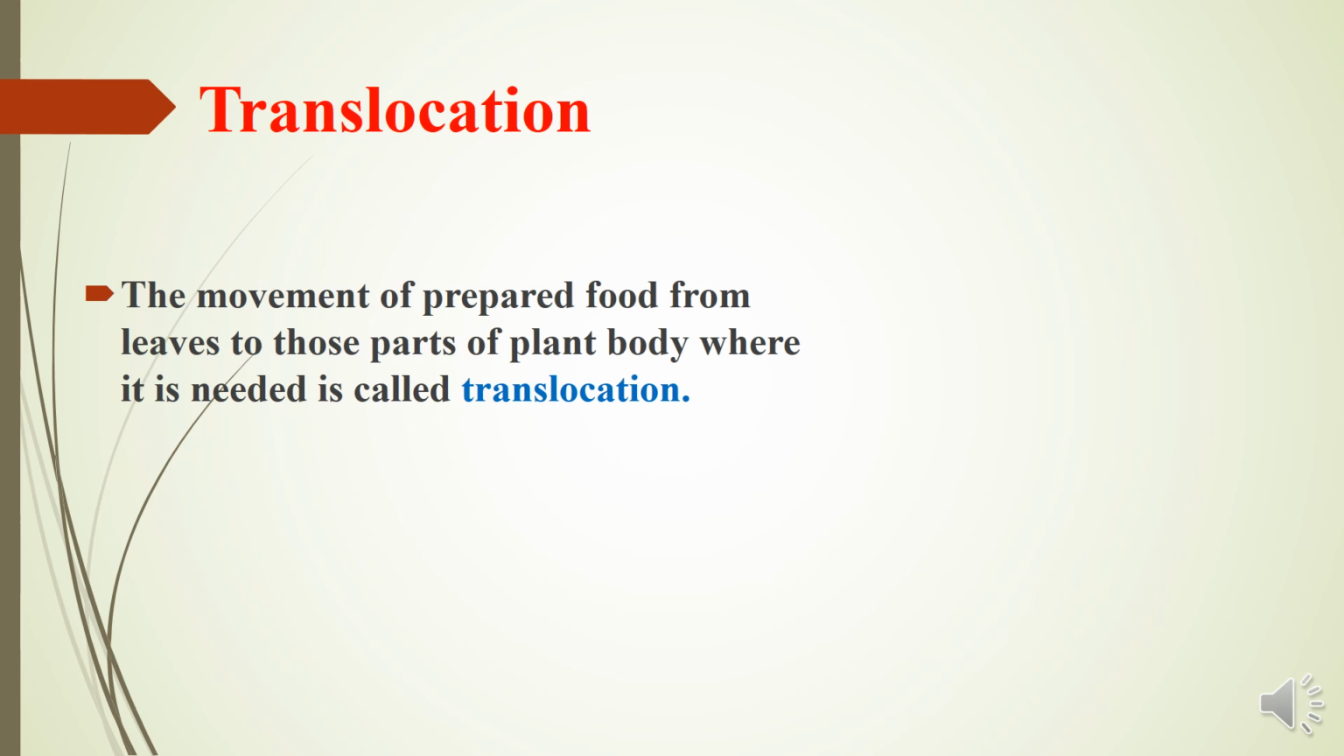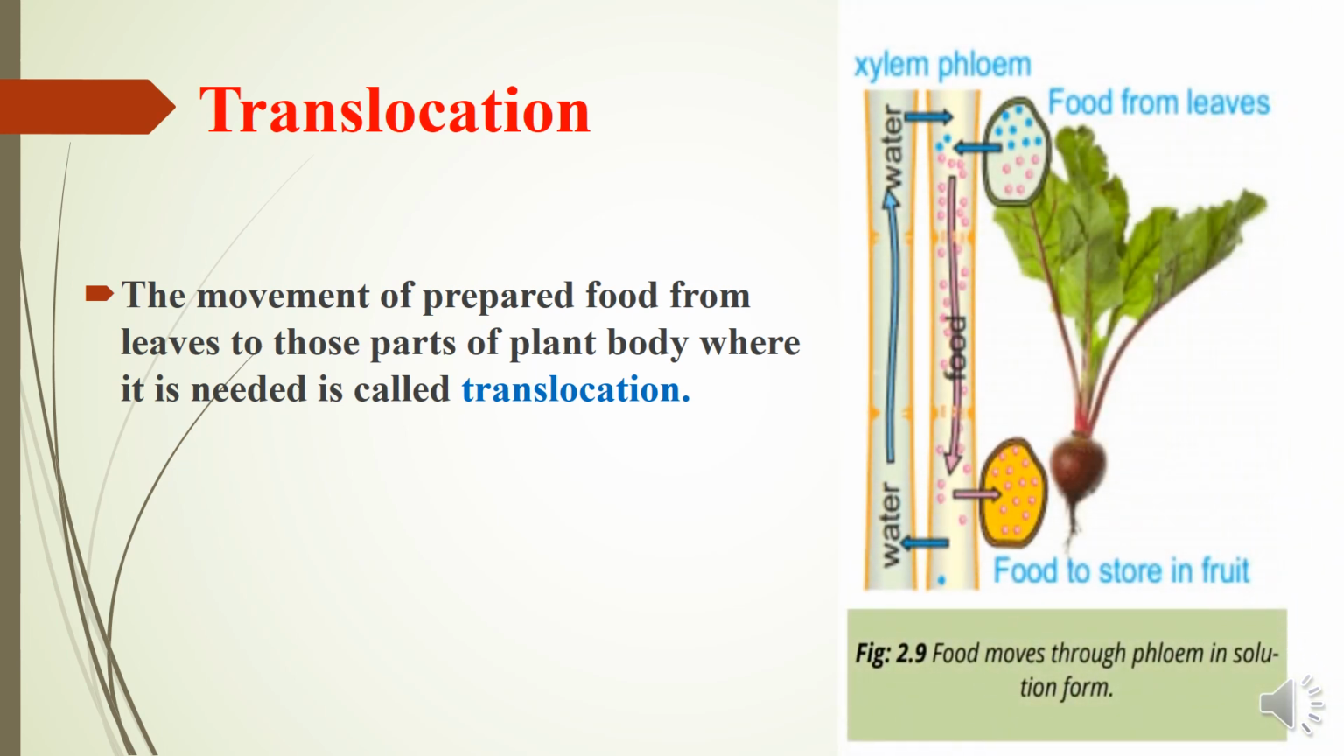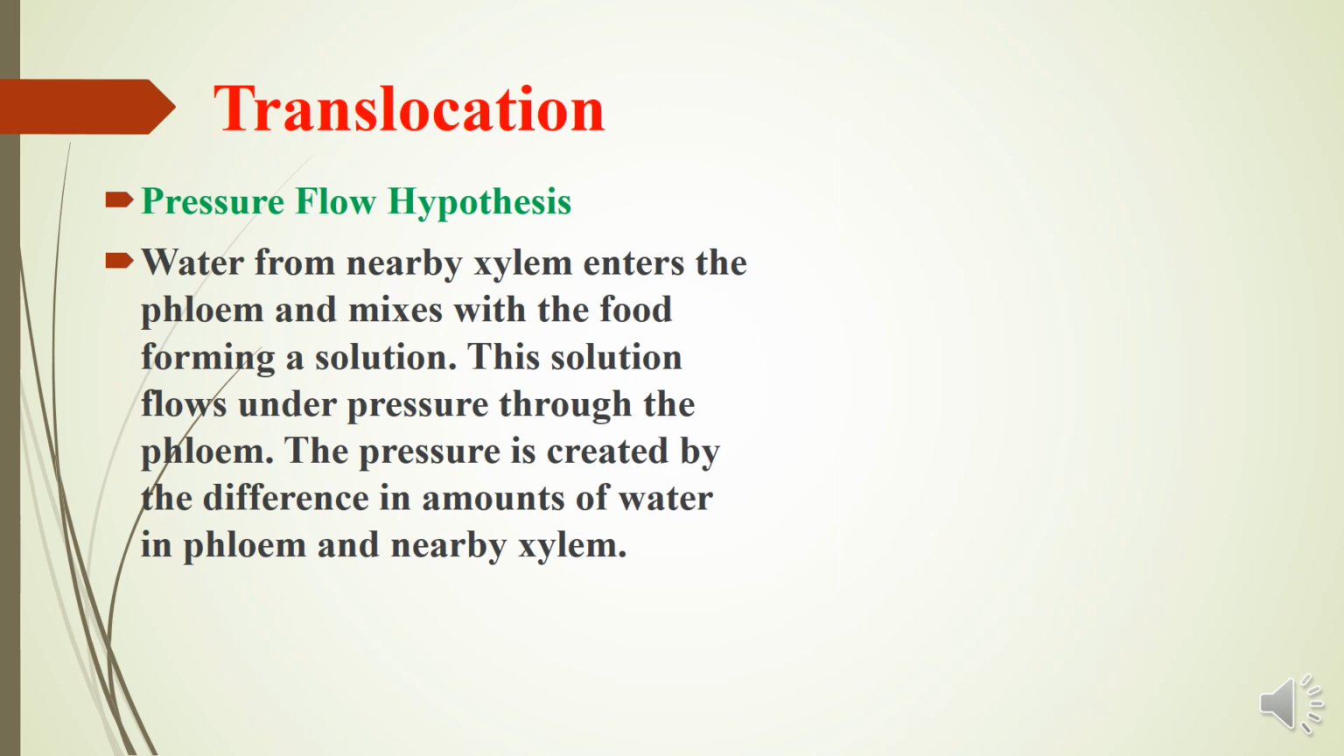Dear students, plants prepare food in their leaves. The prepared food is carried by phloem to all parts of a plant. The movement of prepared food from leaves to those parts of the plant body where it is needed is called translocation. So here is the question, how is food transported from one part of the plant to the other? So the answer to this question is the pressure flow hypothesis.